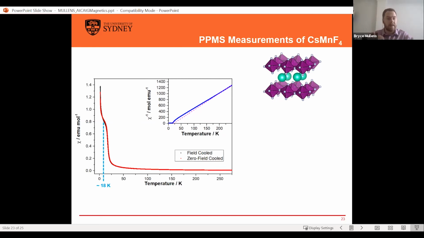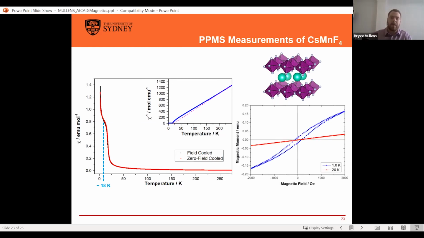We then took it and did some magnetic field sweeps. And we can see at 1.8 Kelvin, we get this opening of our hysteresis plot here, which means that we're observing that ferromagnetic ordering, that residual magnetism at zero field. When we heat it above that temperature, so when we did it at 20 Kelvin, you can see we don't have that opening of the hysteresis, which means that we've got a pure sample of our cesium manganese fluoride, and we're able to reproduce our computational studies as well, which is quite nice.